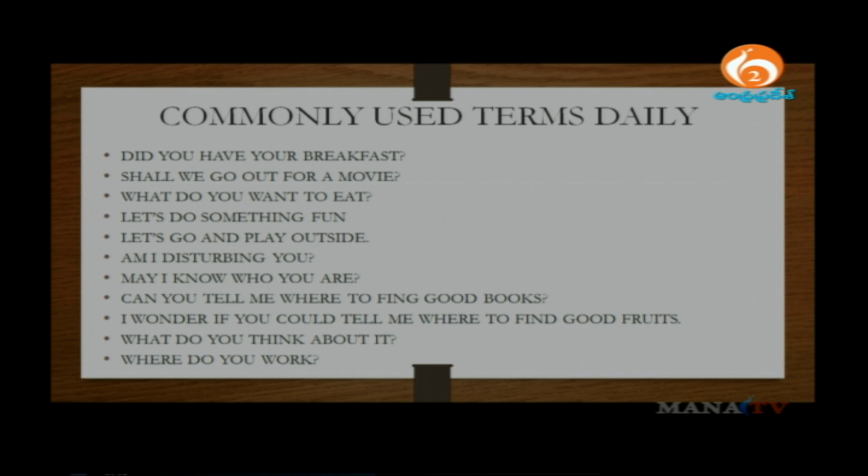May I know who are you? If somebody has called you, and if you know, these are some telephone etiquettes, because without commonly used terms you cannot even talk on the telephone. Yes, the other day we were talking about telephone etiquettes. Whenever I speak about telephone etiquettes, these are the most commonly used.